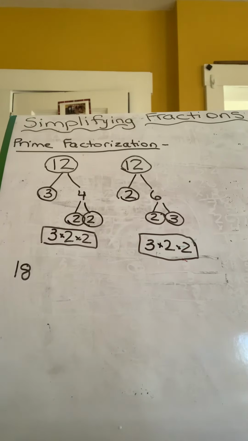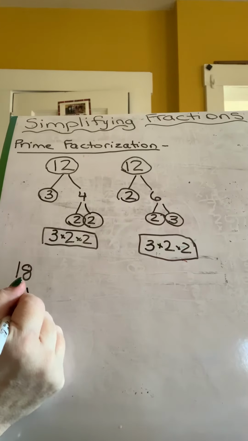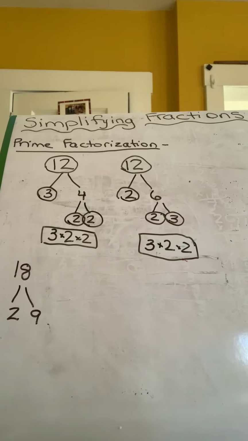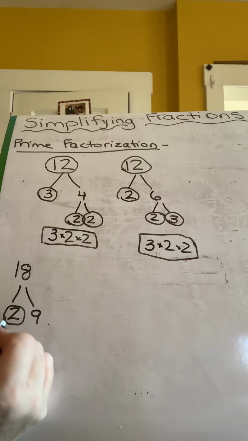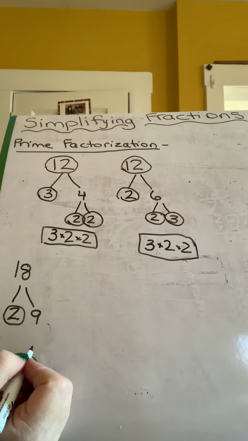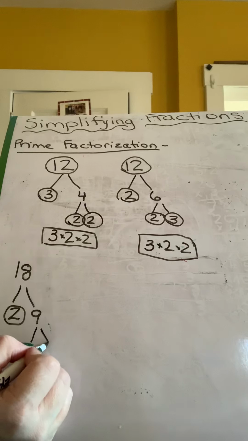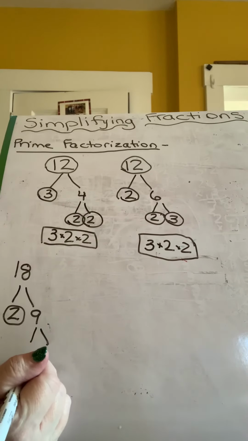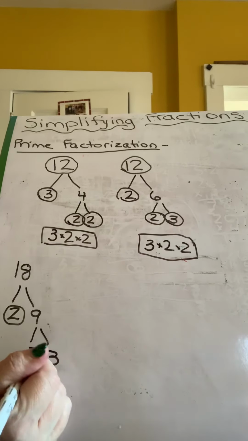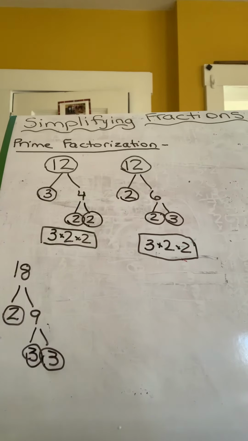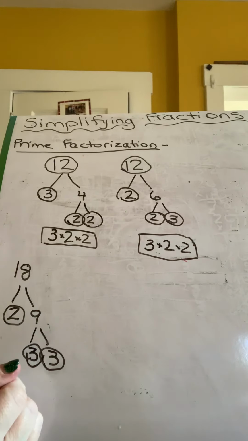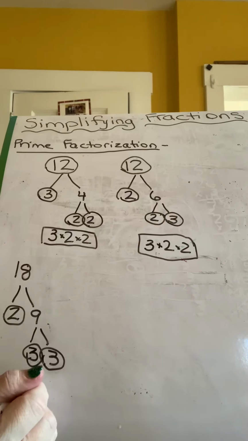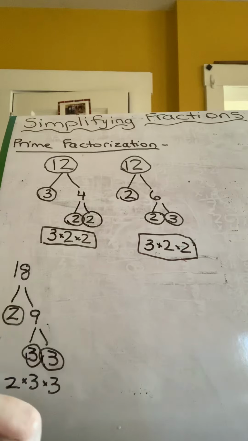All right, let's look at 18 here. What did we do? We could have started with 2 times 9. 2 is prime. Circle it. We're done with that strand. 9, not prime. Anyone remember what it's called if it's not prime? That's right, composite. What equals 9? 3 times 3. We know 3 is prime, so we have 2 times 3 times 3.